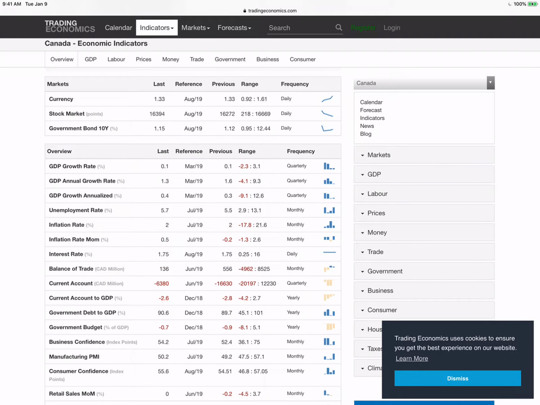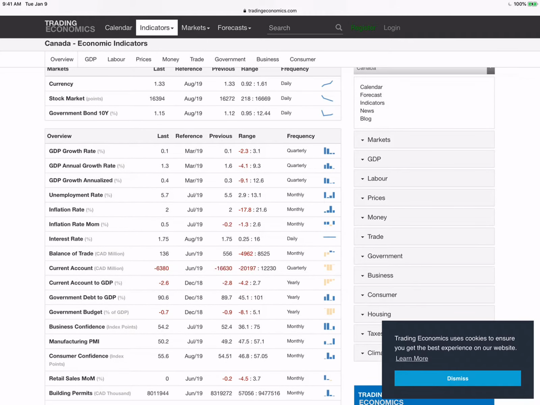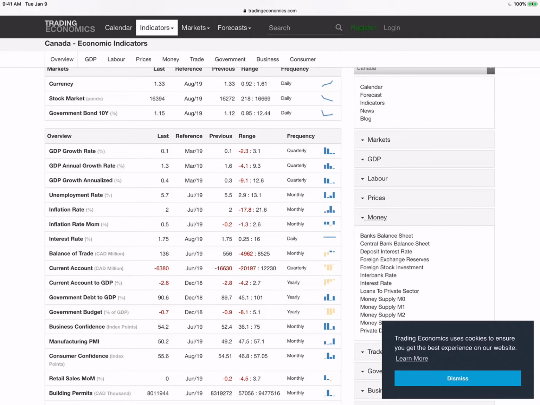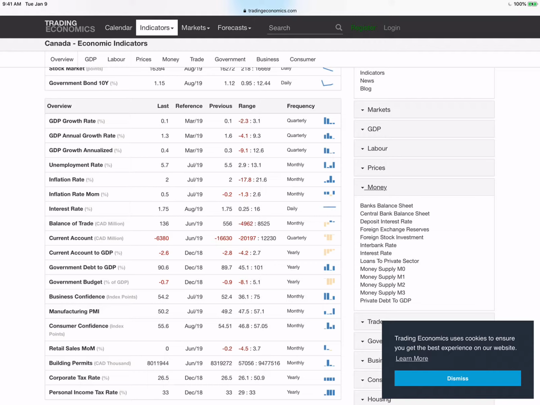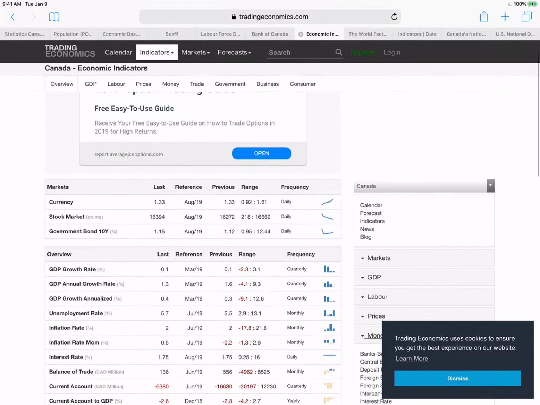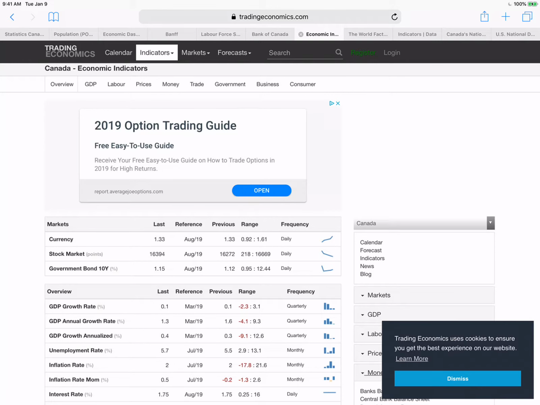So you can look at things related to labor or prices. We can look at information related to the amount of money. We're going to talk this semester about the money supply, and we'll talk about M1, M2, and M3. So here you can see how much money is in circulation. We looked at Canada, but you can pick other countries as well.